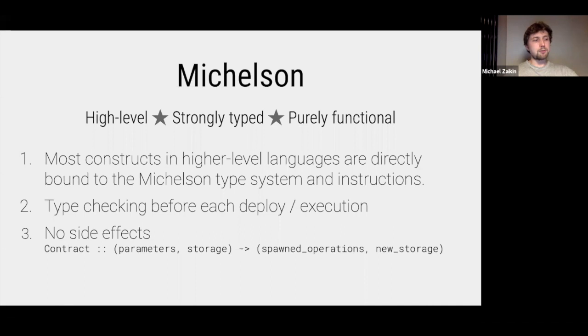Another thing, contracts do not return a value in the general sense. So a contract receives its current storage, like a state, and some input value, it's called parameter, and returns a new version of the storage, plus a list of spawned operations. They are also called internal operations, which are basically subsequent contract calls.